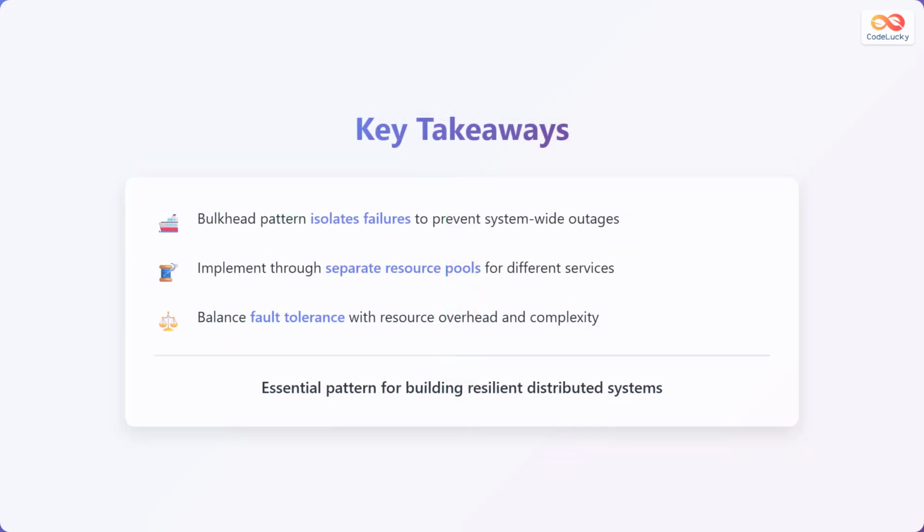Here are the key takeaways from this video. The Bulkhead Pattern isolates failures to prevent system-wide outages. It is implemented through separate resource pools for different services. Therefore, it is important to balance fault tolerance with resource overhead and complexity. This is an essential pattern for building resilient distributed systems.